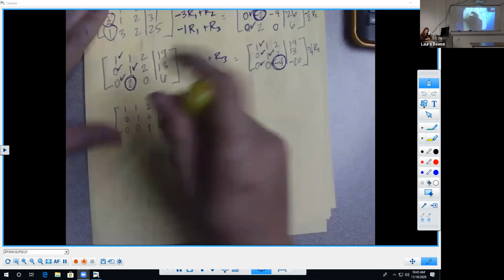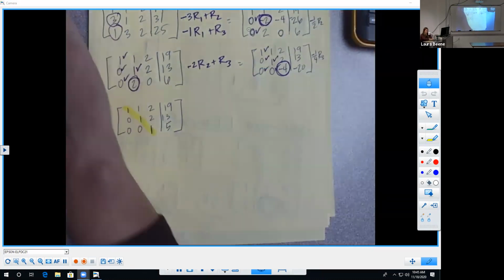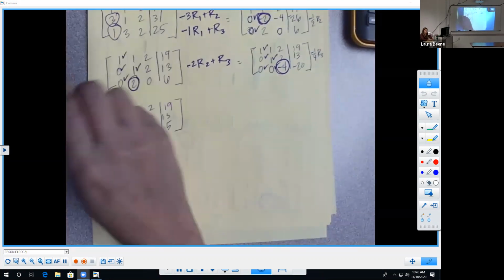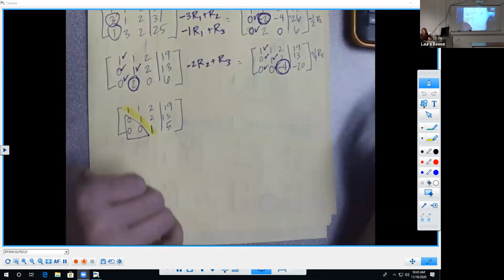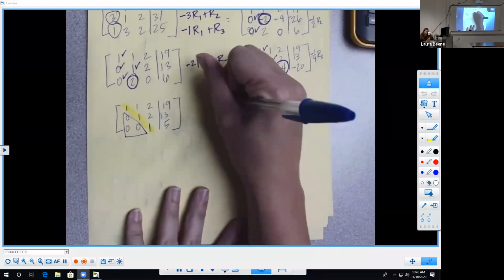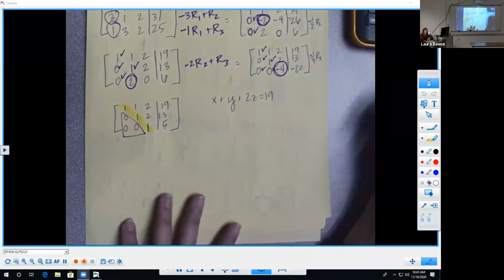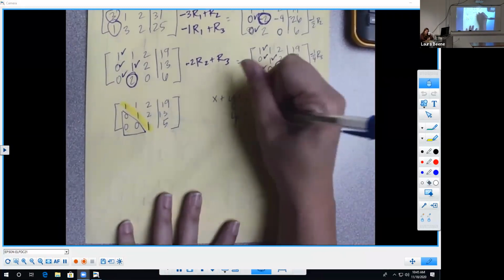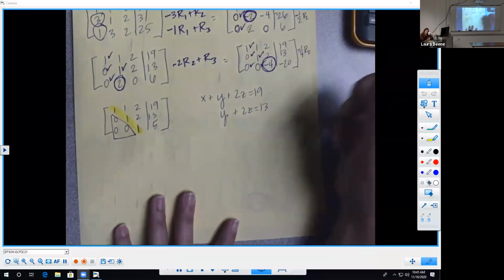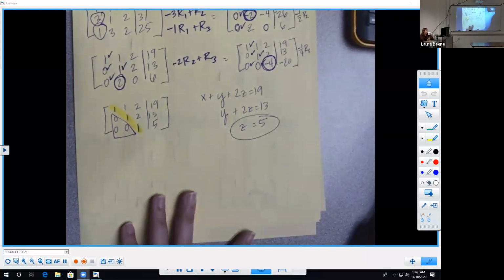I have row echelon form. I have my diagonal 1s. I have my zeros underneath my diagonal. So I can put this back in with my x, y's, and z's now and solve it. The top equation says x plus y plus 2z equals 19. The second equation says y plus 2z equals 13. And the bottom equation says z equals 5. That's one of your answers, z equals 5.